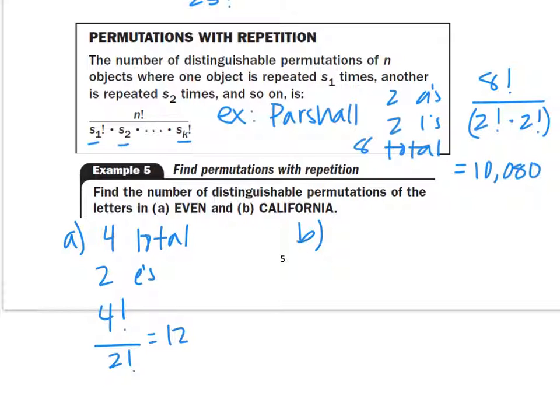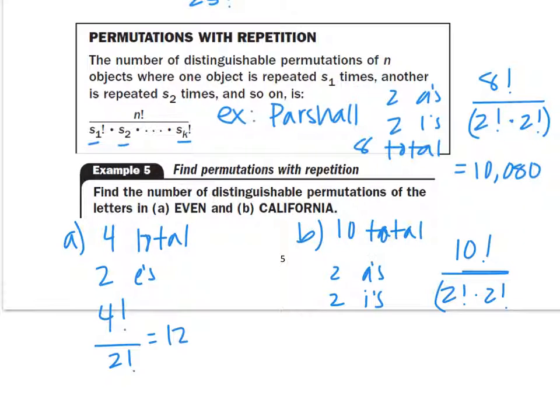California, a longer word here, we've got 10 letters total. We've got 2 A's and 2 I's, and that's it that repeats. So we're going to do 10 factorial over 2 factorial and 2 factorial. Put that in your calculator and we get 907,200 different ways we could organize those letters.